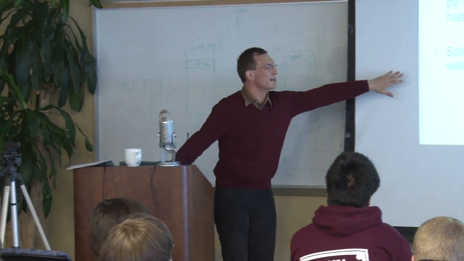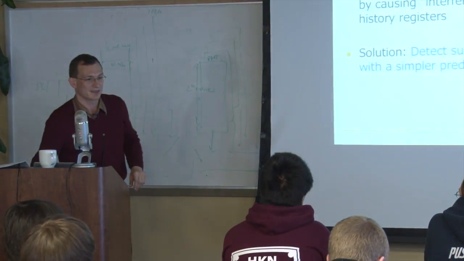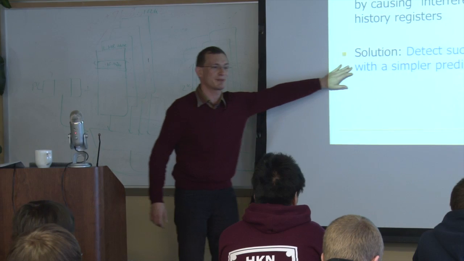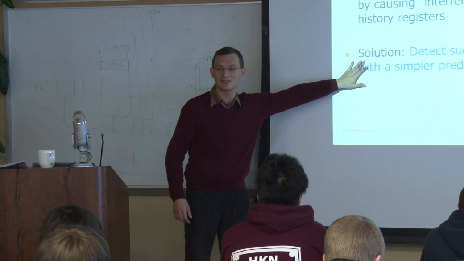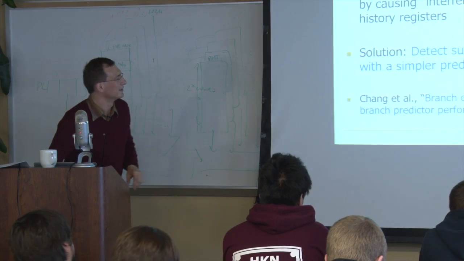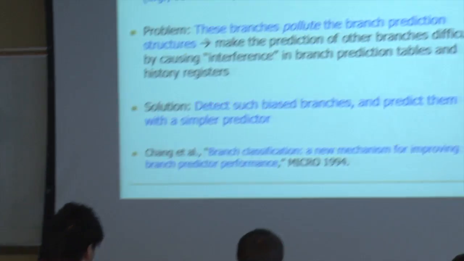Basically, somehow detect these biased branches and predict them with a simple predictor. Now you can imagine maybe the compiler marks these branches, and they don't even get predicted through the hardware mechanisms, right? Now you can read this paper if you're interested in that.